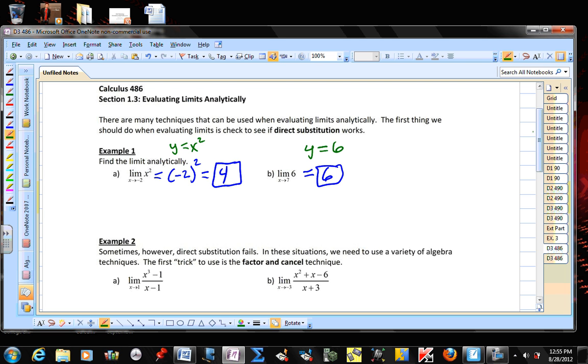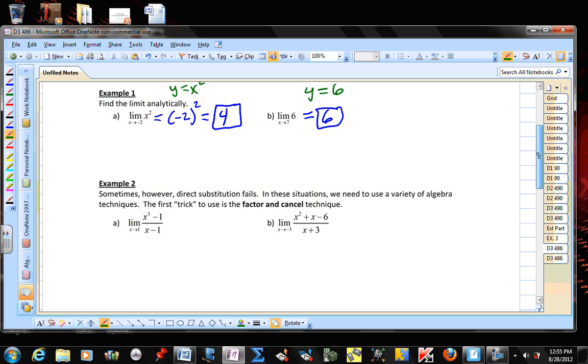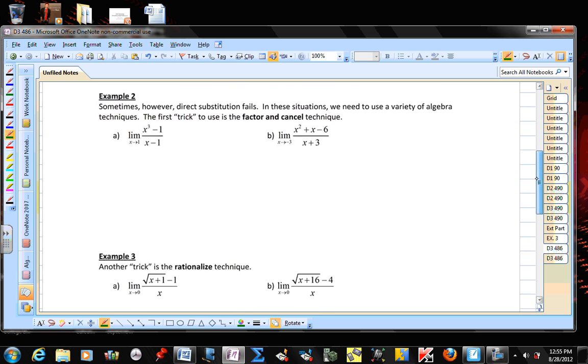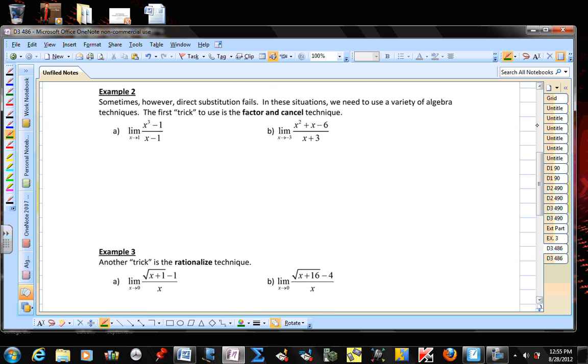Now, you know things aren't always going to be that simple, so let's go take a look at example 2. Example 2, we're going to use one of our first algebra techniques. When direct substitution fails, we're going to use a factor and cancel technique. Let's take a look at part A.